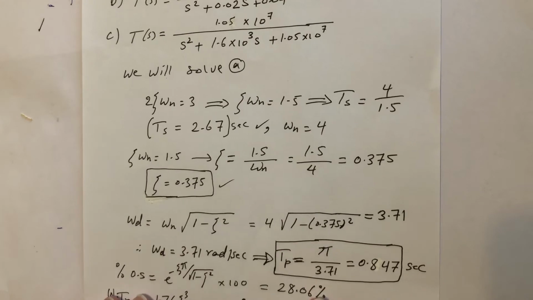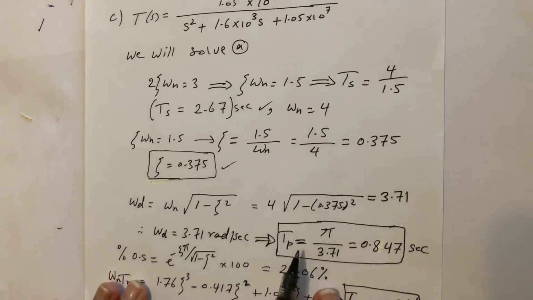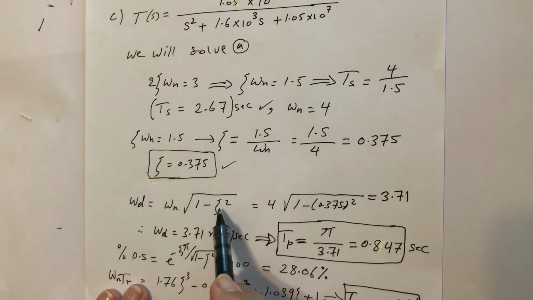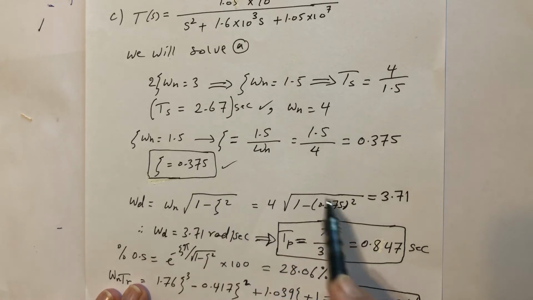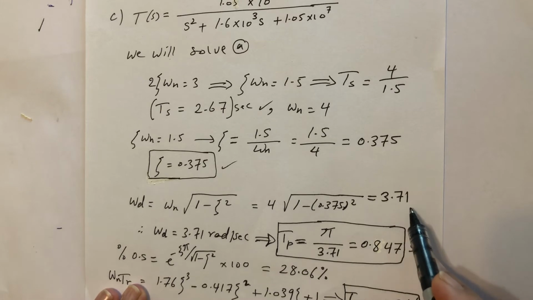So we need to find omega d. Of course, from here we can find percent overshoot. It's at the bottom of the paper. And now we have omega d equal omega n times the square root of 1 minus zeta square. And here is the calculation. We find that omega d equal 3.74.